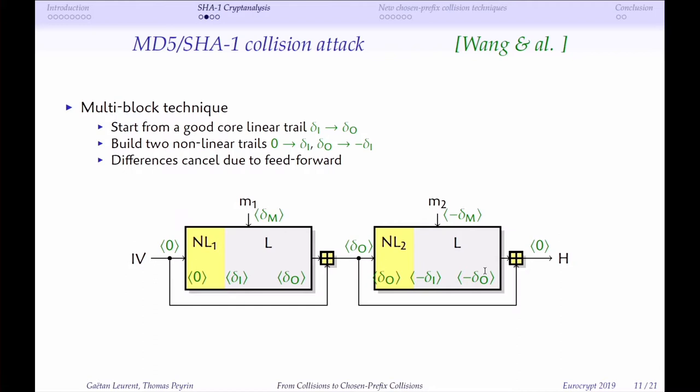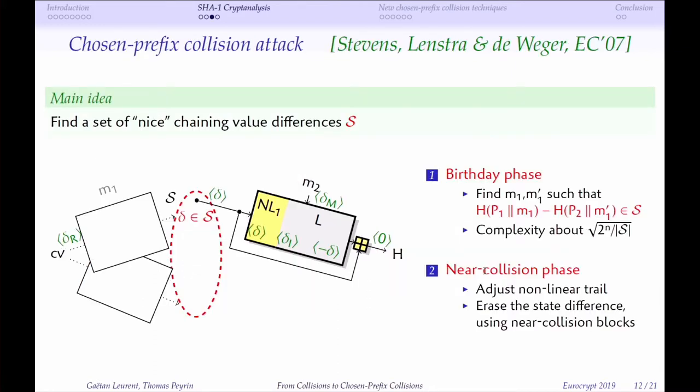And then when you go through the feedforward, you start from zero difference, you get difference delta O, and then through the feedforward they cancel out. So this is how we do collision attacks on MD5 and SHA-1. Now, how can we do chosen prefix collision attacks?